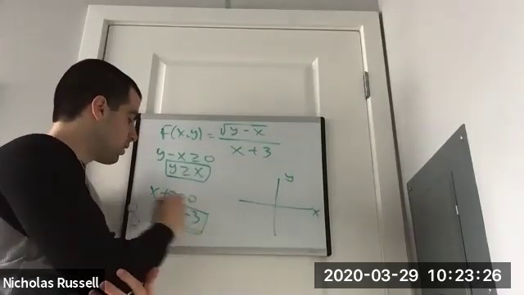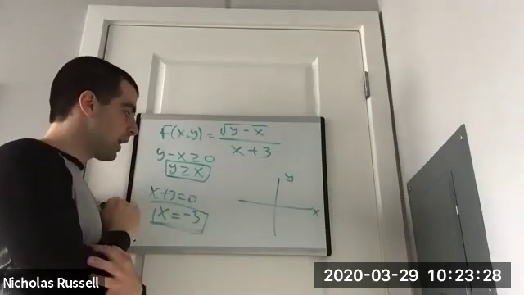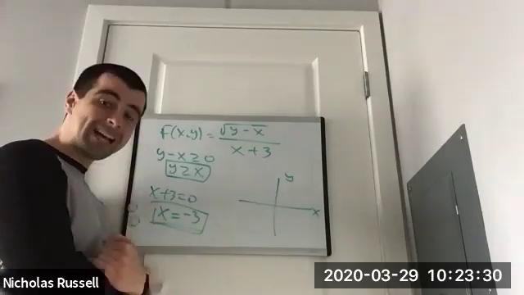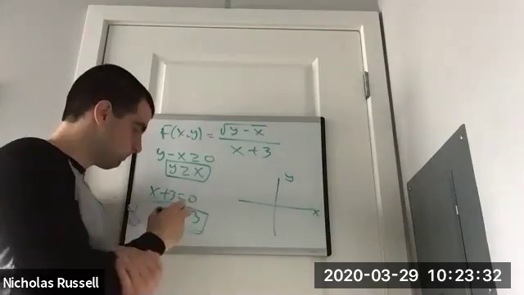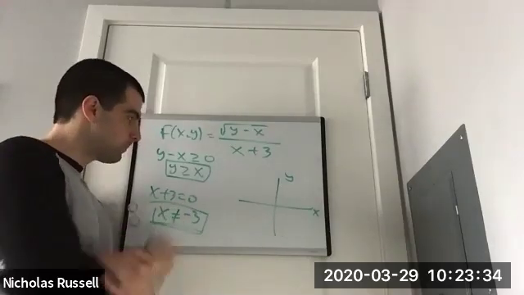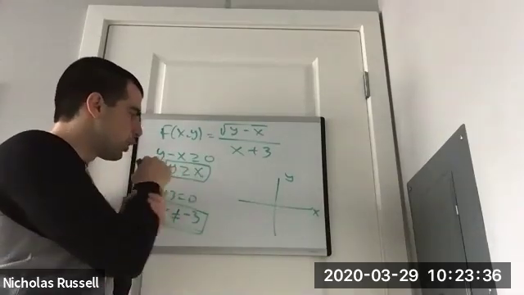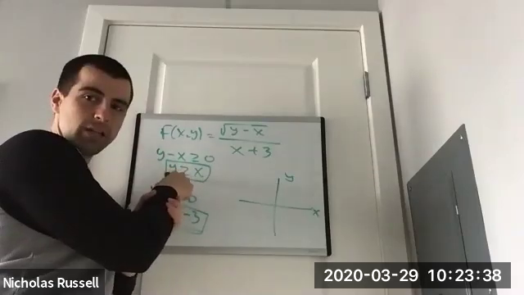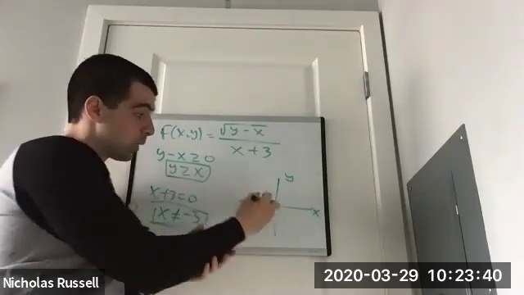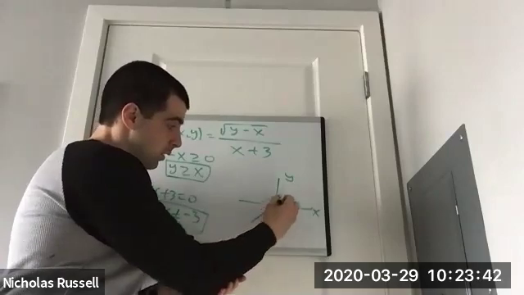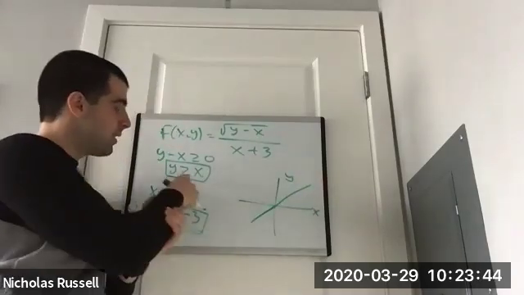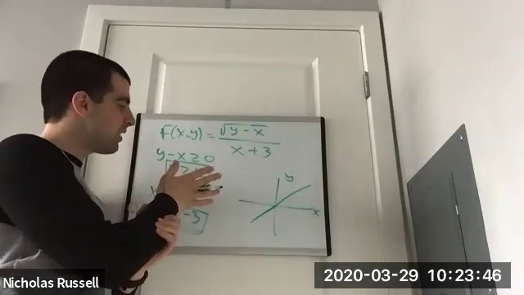I need y greater than or equal to x, and x can't be equal to -3. So to do this, I draw the line. I think it's easiest to draw the line y equals x. So there's this equality here. So let's try the line y equals x, like that. Okay, and this tells me it's everything above that.